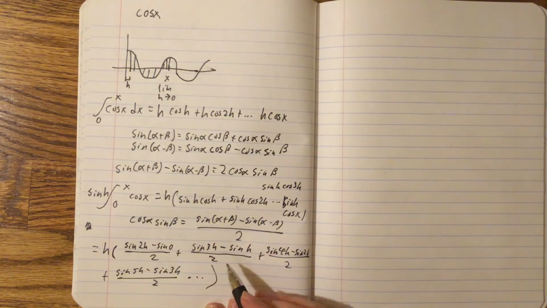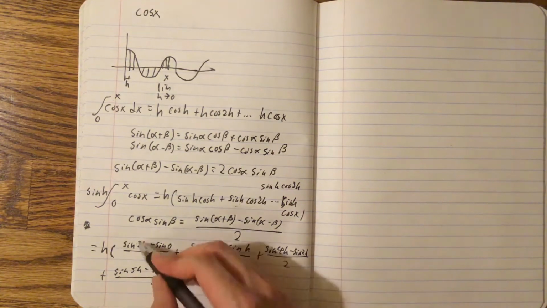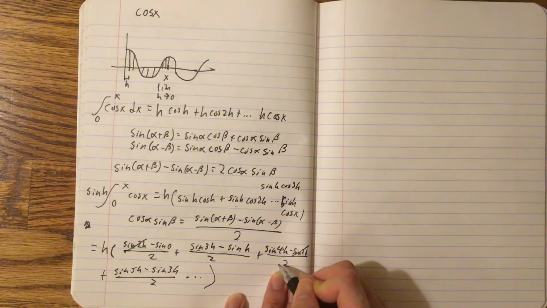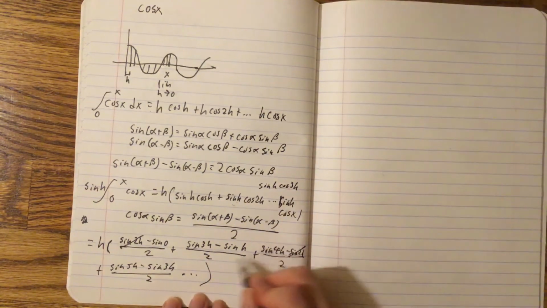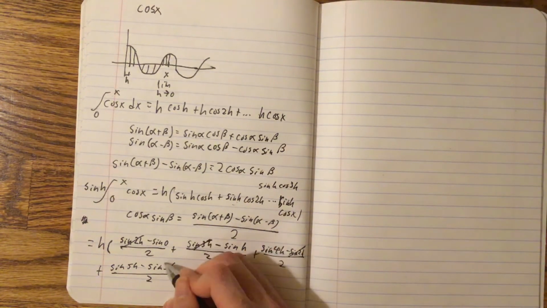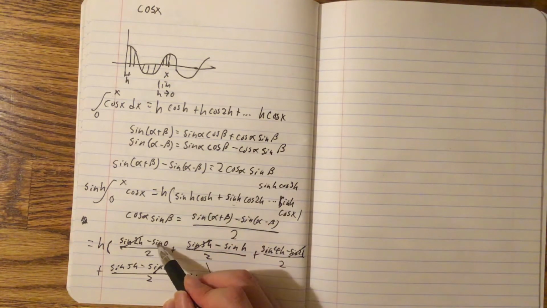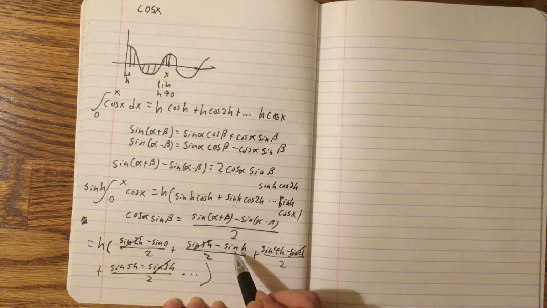So what we mean by telescopes is that this sine 2h right here gets canceled out with this sine 2h because they have the same denominator. Sine 3h here gets canceled out with sine 3h. But look, I want you to notice that sine 0 and sine h do not get canceled out.